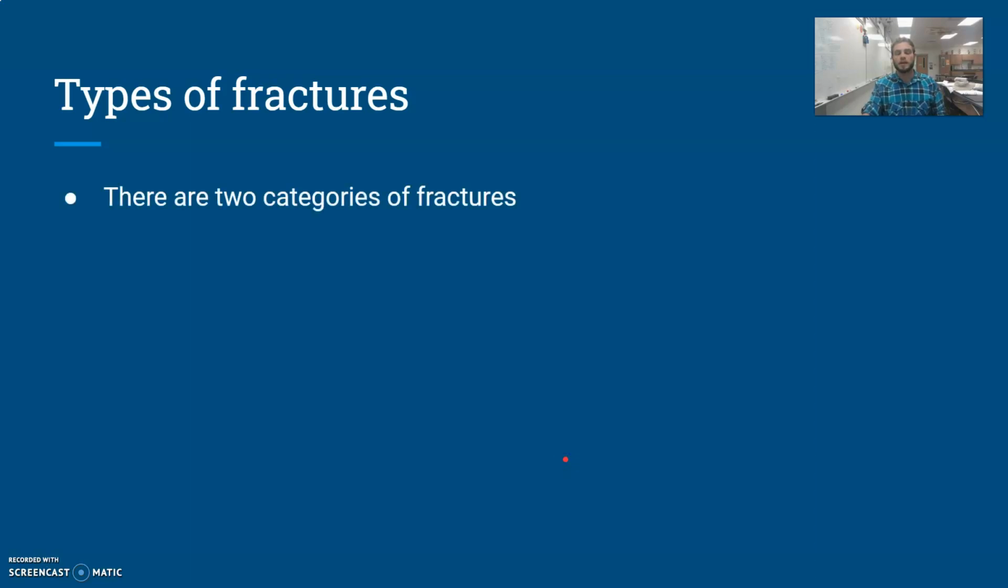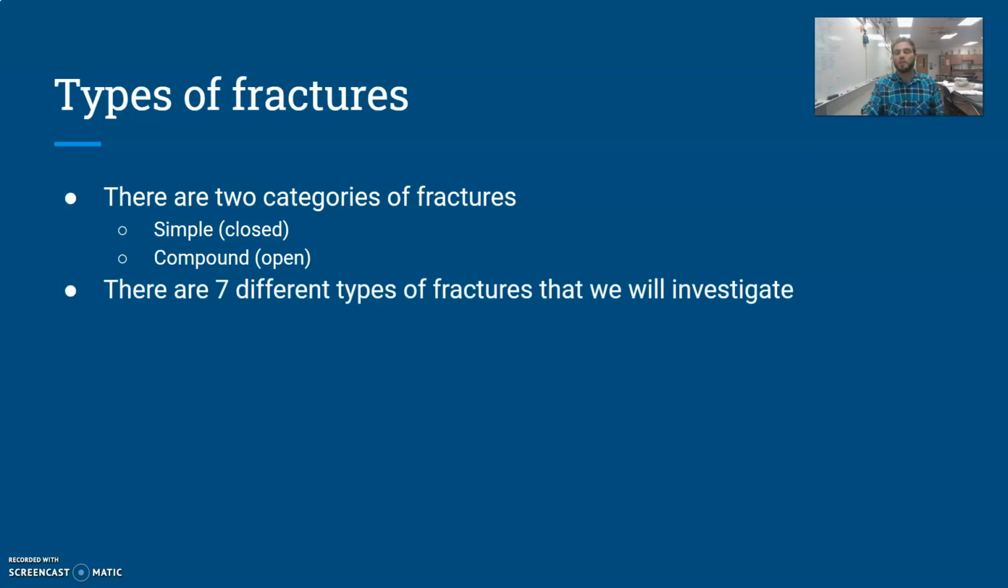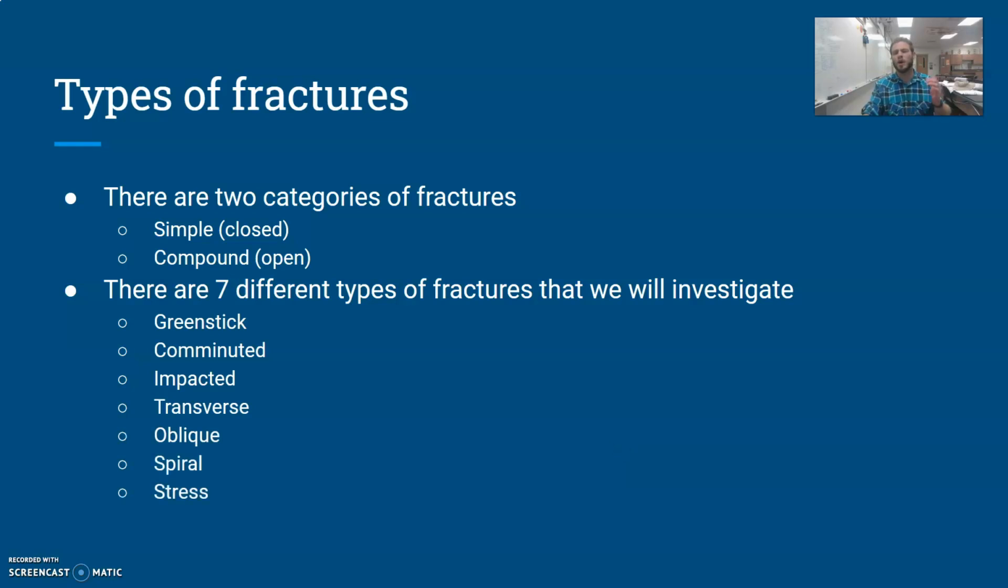So when we look at the types of fractures you can have, there's two kind of generic categories of fractures, and those are going to be your simple or your closed fractures, and then your compound or your open fractures. And we'll take a look at the difference between those two on the next slide here. But there are seven types of fractures, basically 7 different ways that we might see a bone break. And we'll list those here: the green stick, comminuted, impacted, transverse, oblique, spiral, and stress. And again, we'll go over these. They'll each get their own slide, so you get to see what they look like and what each of them can be caused by and some various things like that.